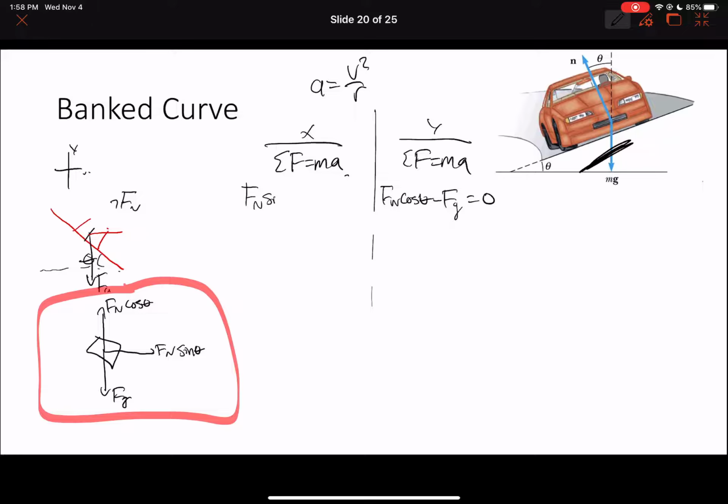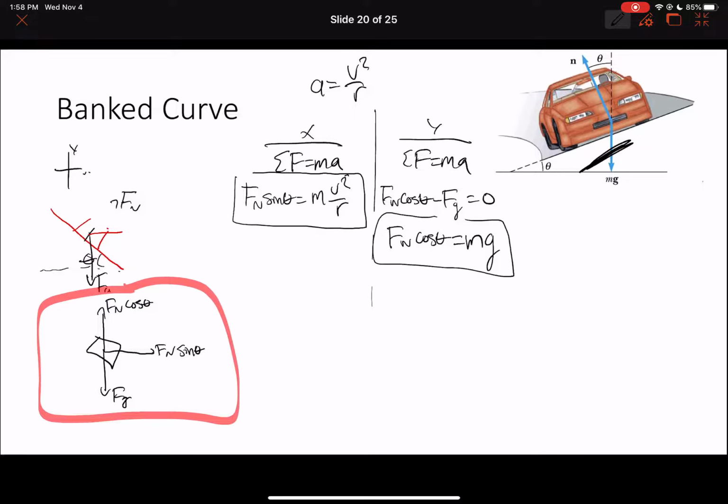F_n sine theta equals mv squared over r. All right, and so we can simplify this side. F_n cosine theta equals mg. And I would box off this equation, and I would box off this equation. These are your two equations to solve your problems.